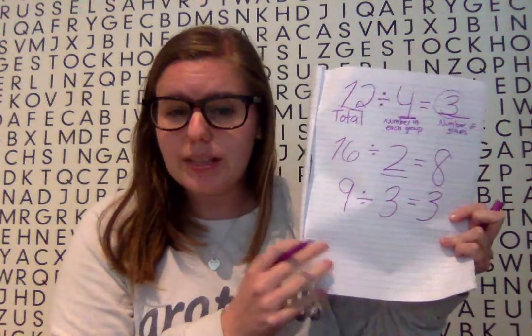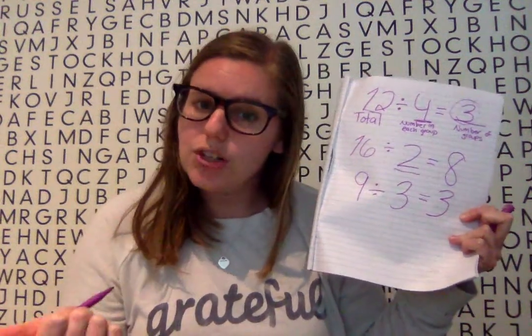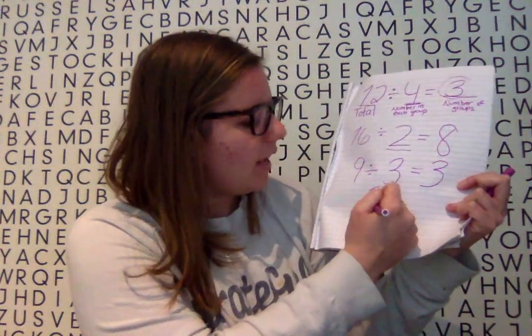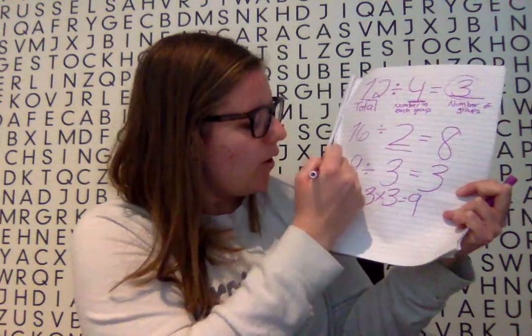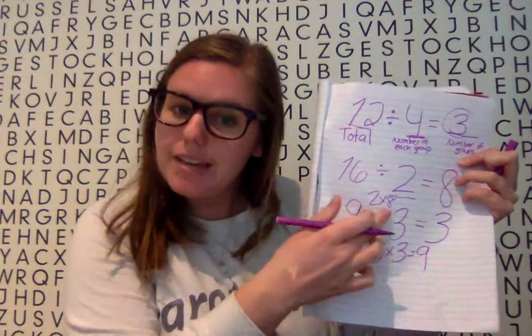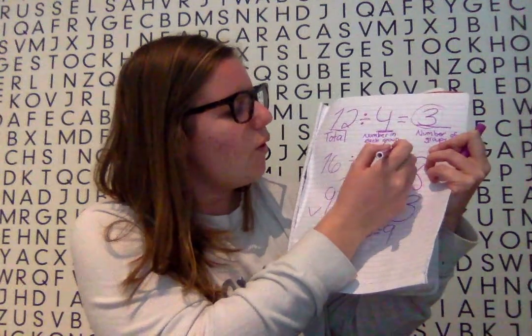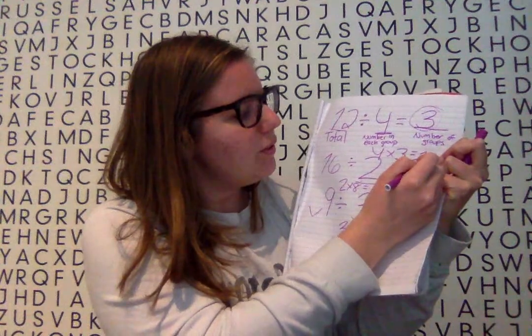So what you might notice is that division is the opposite of multiplication. So you can check your answer using multiplication. So let's see. I can check, is 3 times 3 9? Yes. So I know that my answer is correct. And we can check up here. Is 2 times 8 16? Yes. So we know we're right. And up here we can check, is 4 times 3 12? Yes. So we're absolutely right.